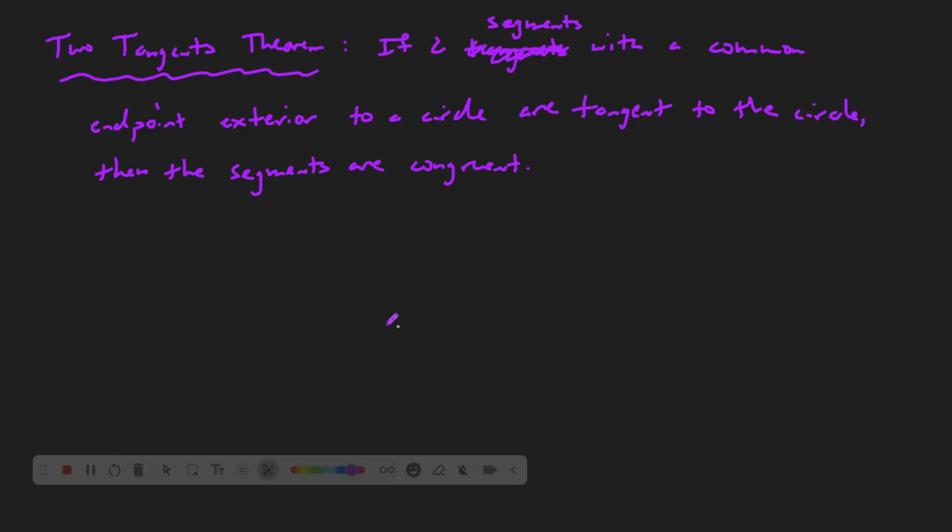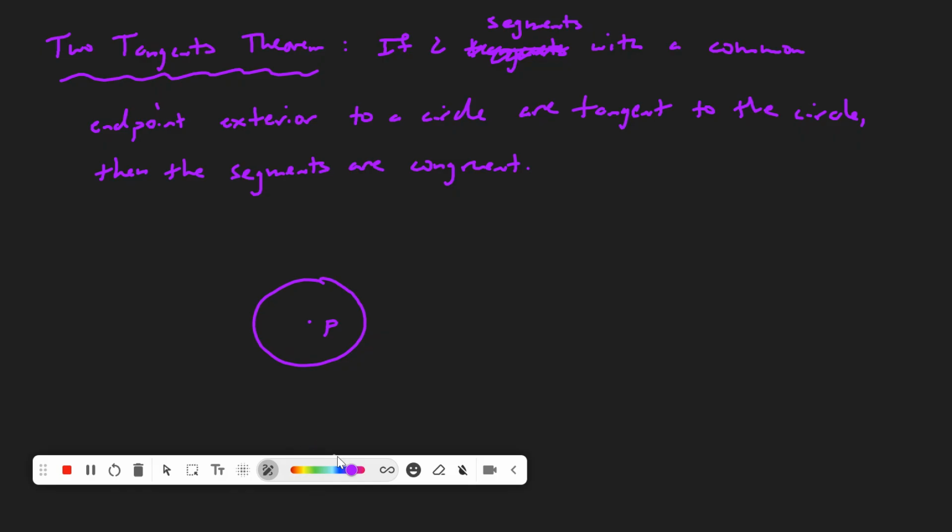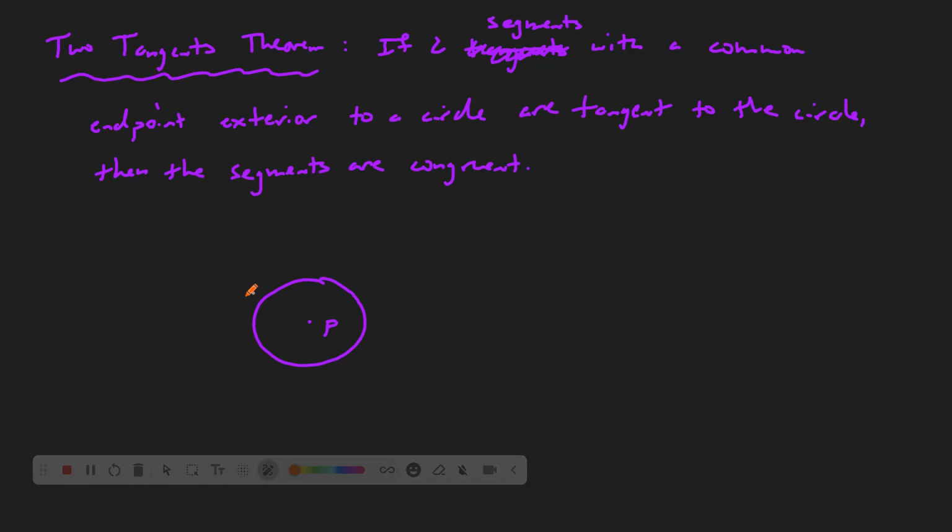Okay, so what in the world does that mean? Well, let me draw a circle. Here's my circle. It's called circle P. Okay? And let's draw two tangent segments, right? So I'll draw one up here, and I'll draw one down here. Okay? So they hit the circle there and there, right?